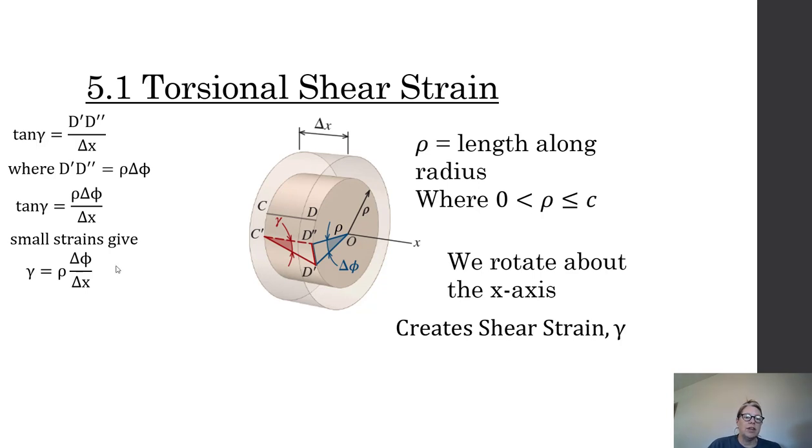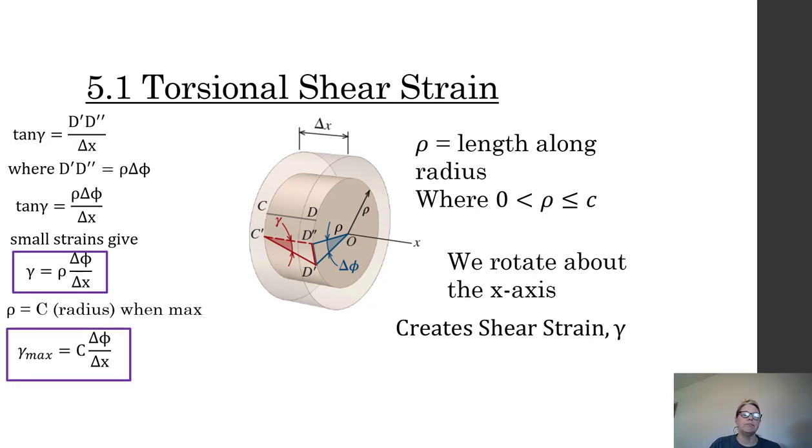So we still have this relationship where shear strain is a function of our radial length, the amount of twist we have, and the amount of length that's twisting. Now, where is the maximum? Maximum is going to occur when we're at c, which is our radius. So we could also say that our maximum shear strain is when we have that full radius. So it's going to be on the outside. Those outside fibers have more strain than the inside fibers.